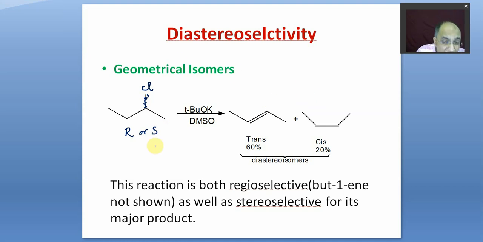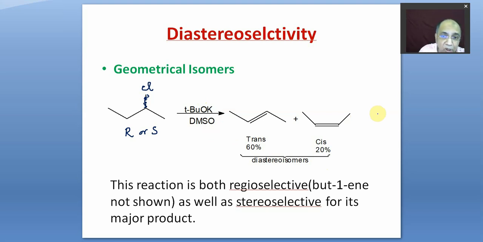So, we already know 2-chlorobutane or any haloalkane or alkyl halide, particularly 2 degree and 3 degree, when treated with a strong base like potassium tertiary butoxide or alcoholic KOH, in a solvent like DMSO, you get but-2-ene as the major product. And but-1-ene, I have not written because about regioselectivity we have already discussed. It is a regioselective reaction.